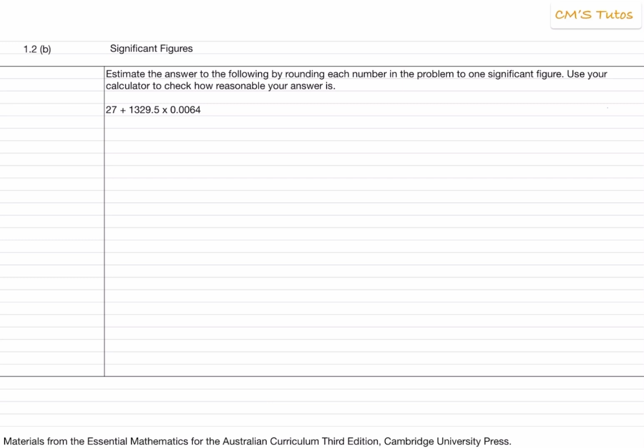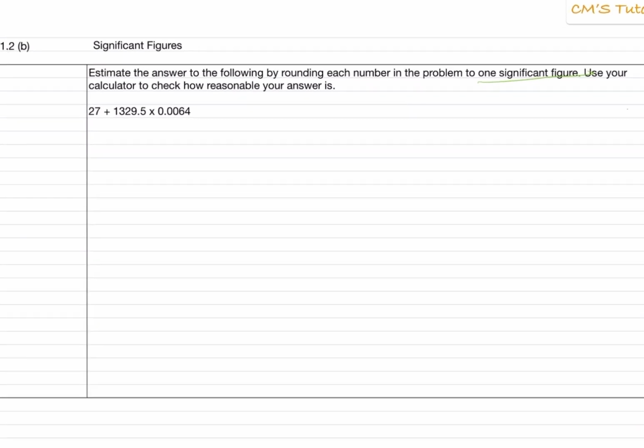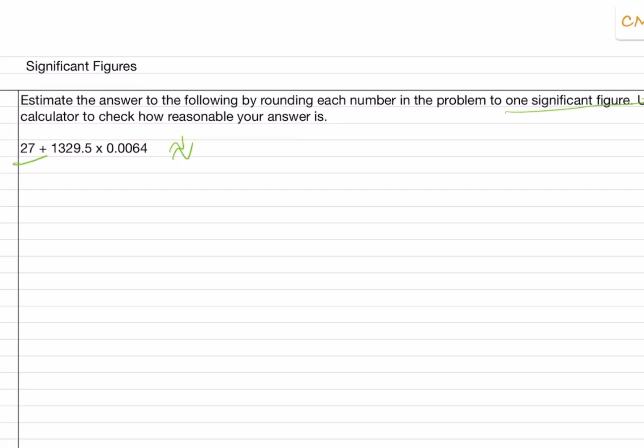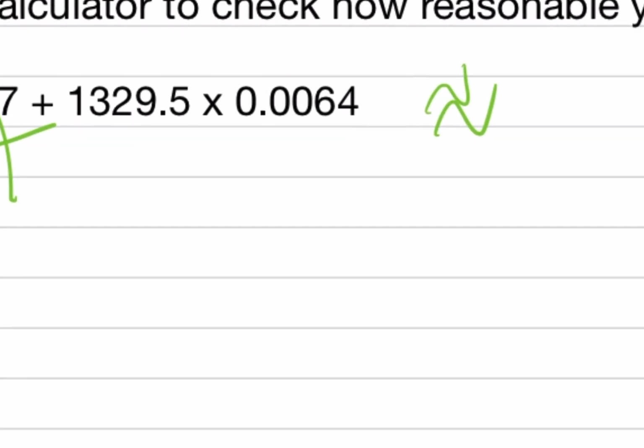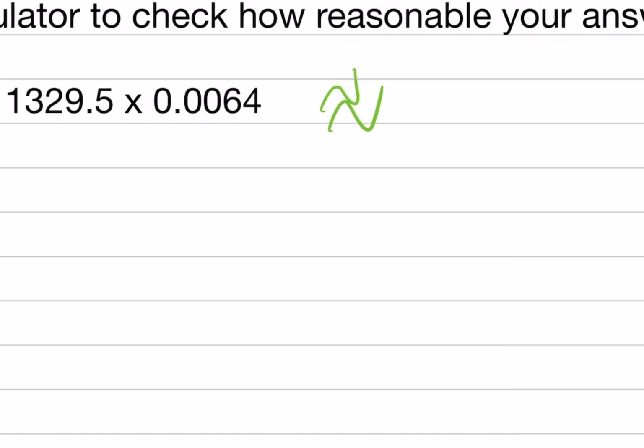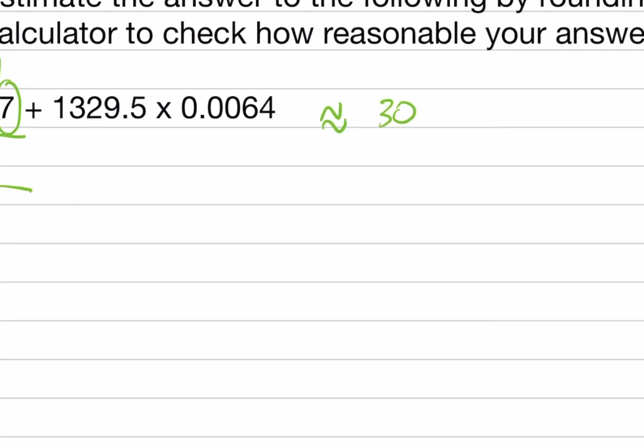Now let's have a look at significant figures estimating questions. So it says estimate the answer to the following by rounding each number in the problem to one significant figure. Use your calculator to check how reasonable your answer is. 27 to one significant figure, I'm just going to zoom in, is 30.